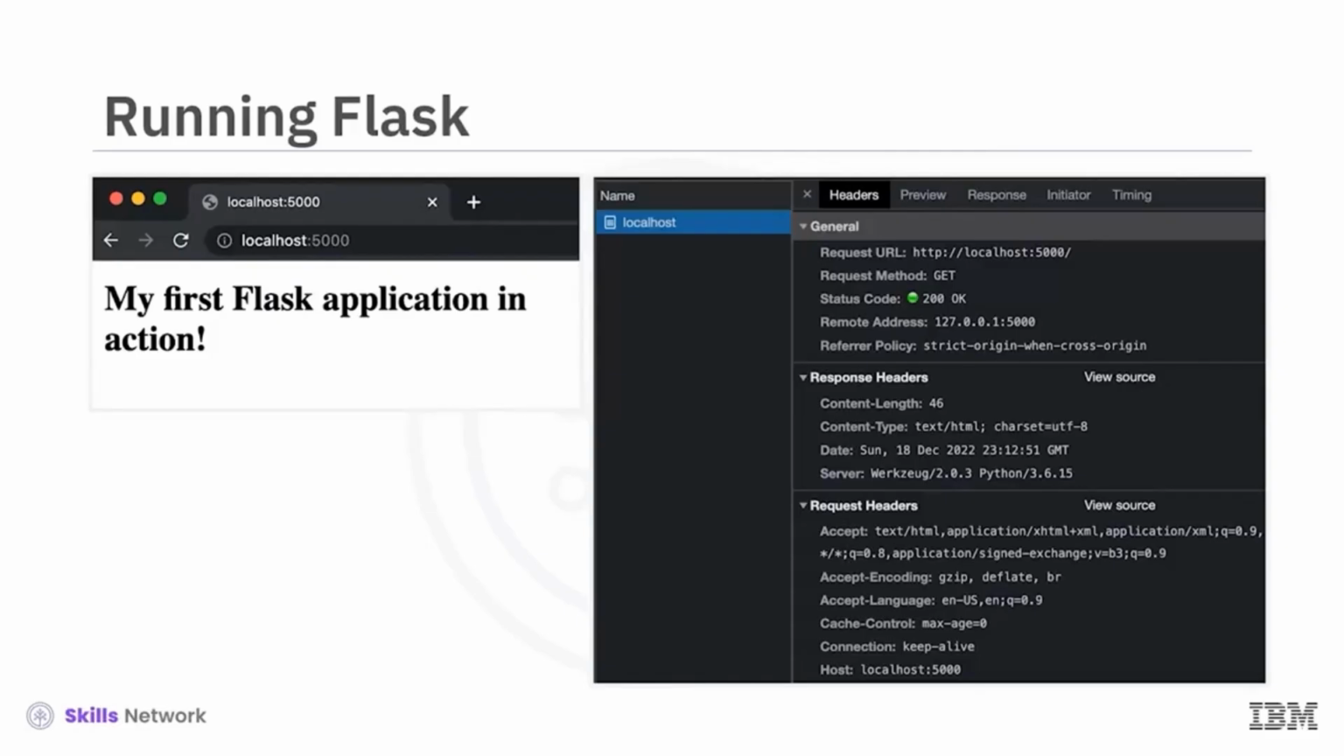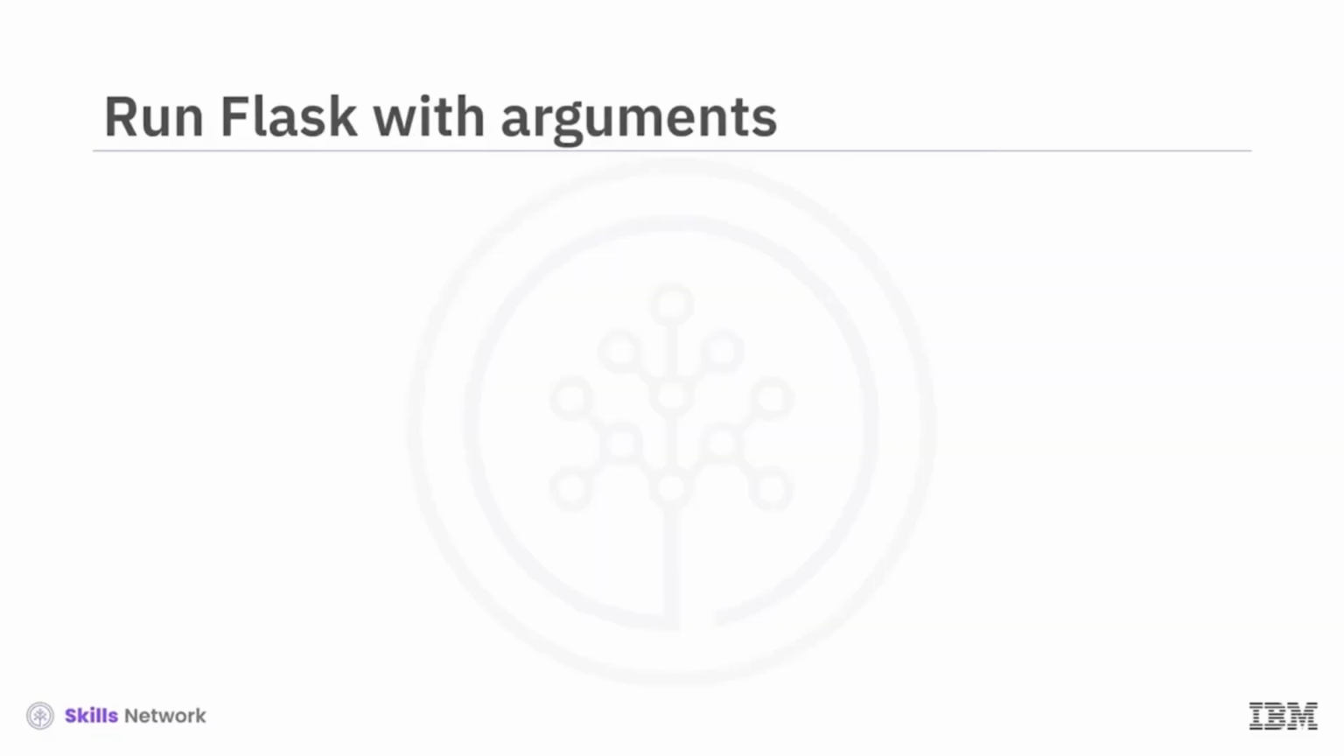Let's also use the browser development tools to see what information comes back from your server. The requested URL is http://localhost:5000. The request method is HTTP GET. The response has a status of 200, which indicates a successful response. The content type in the response header is text/html, and the server is Werkzeug running with a Python version of 3.6.15. Congratulations on running your first Flask application.